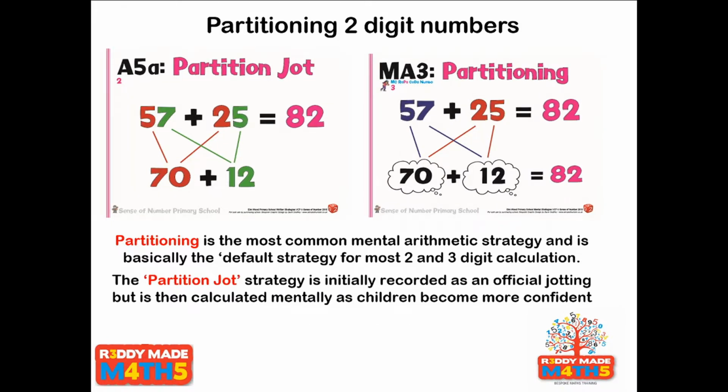You can see the same thing developing here, even when we're crossing the boundary. 50 and 20 is 70, 7 and 5 is 12. The whole thing can be written down, as you can see in the partition jot. Just the actual numbers 70 and 12 could just be written down as a little jotting to help hold the numbers in your head. Or eventually, as you can see from the MA3 up there, the whole thing is just held in the children's heads and they get the answer 82. Usually by year 4, that's what most children are able to do if they've practiced this skill enough.